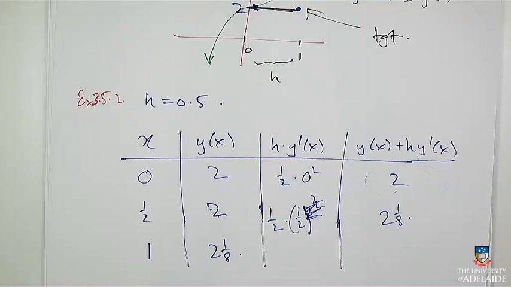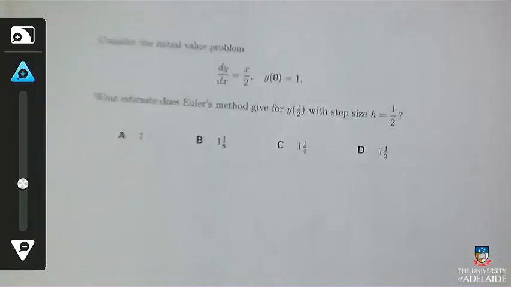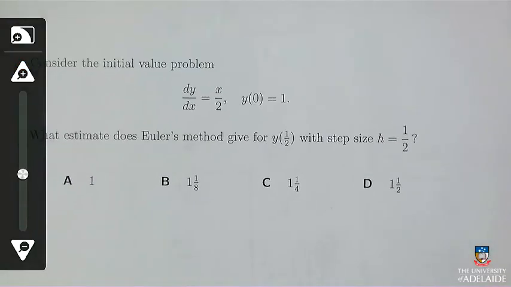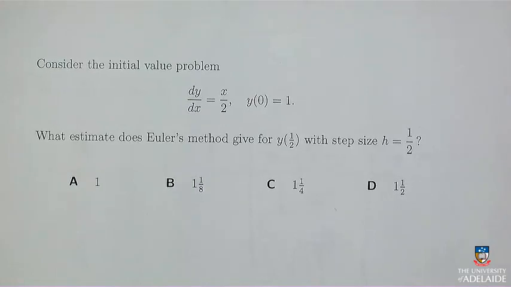Okay, so here's a question. I've given a simple DE, and I just want you to do one step. So h is a half, that's the size of the step. Just see if you can use that formula to get one step.